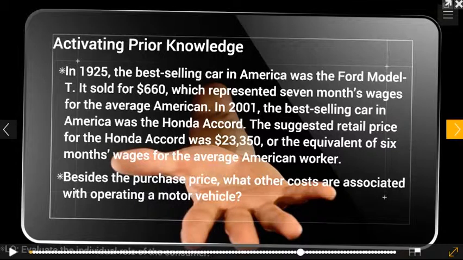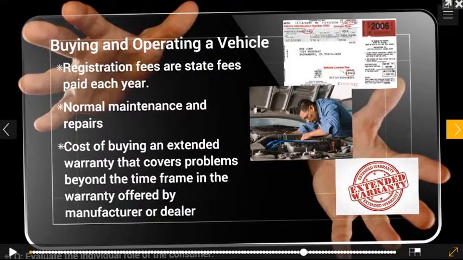Besides the purchase price, what other costs are associated with operating a motor vehicle? Buying and operating a vehicle. Registration fees are state fees that are paid each year. Normal maintenance and repairs. Cost of buying an extended warranty that covers problems beyond the time frame in the warranty offered by the manufacturer or dealer. These are all additional costs that you have to consider when buying a car.